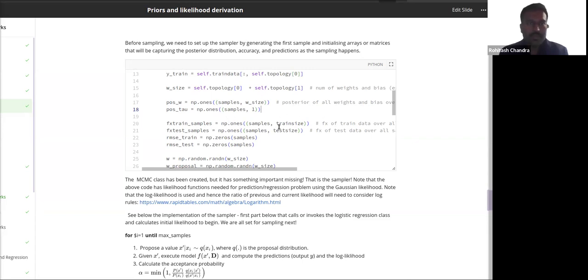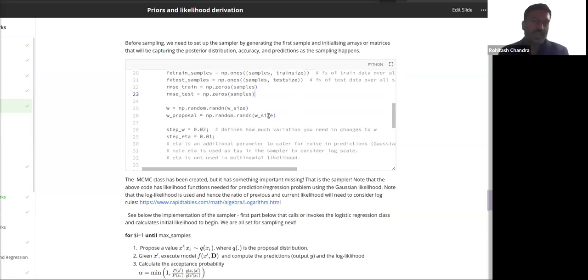And then moving on, we can also save all the, this is more for visualization purposes. As we are sampling, we can save all the accuracy values on the train data, the test data. We can save all the predicted values if your data set is small, because we want to visualize it.